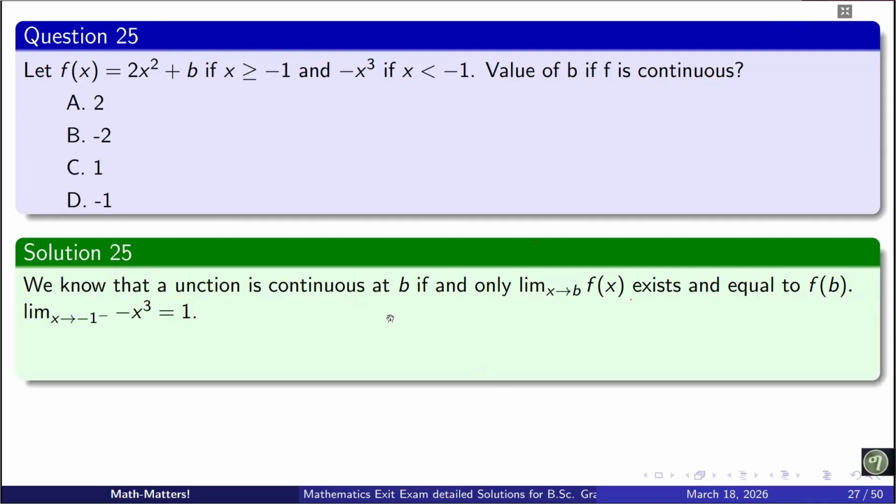The limit of the given function, minus x cubed, as x approaches -1, is +1. And f of -1 is equal to twice (-1) squared plus b, which is 2 plus b. But this must be equivalent to the limit, which is already 1. Therefore, 2 plus b is equal to 1. This implies b is equal to -1. Therefore, the correct alternative, the value of b which makes the function continuous, is -1, so the answer is D.